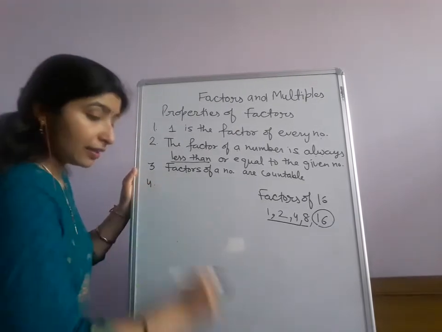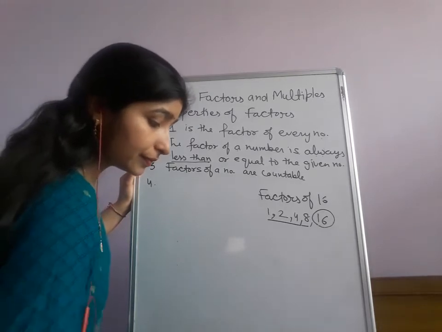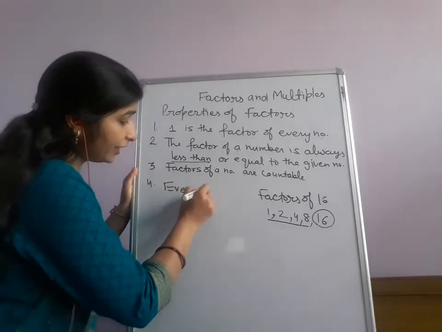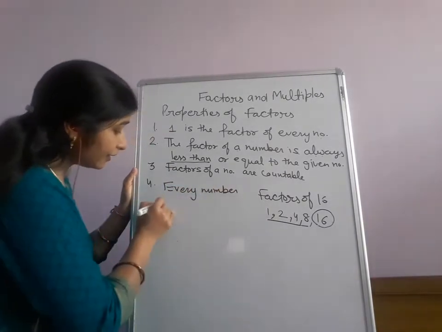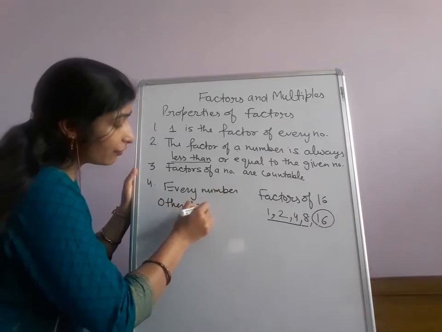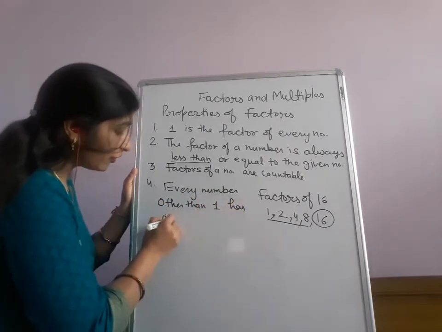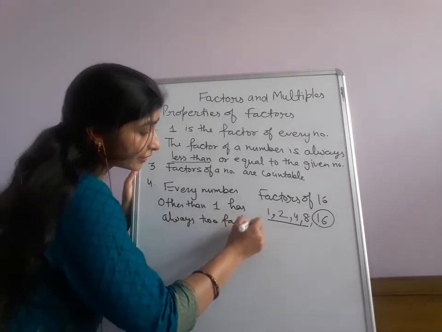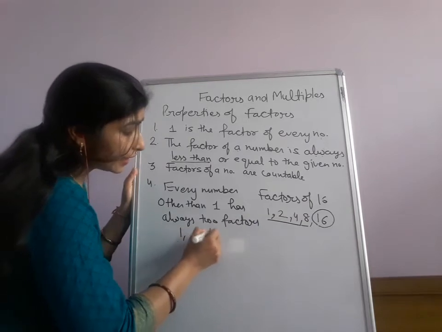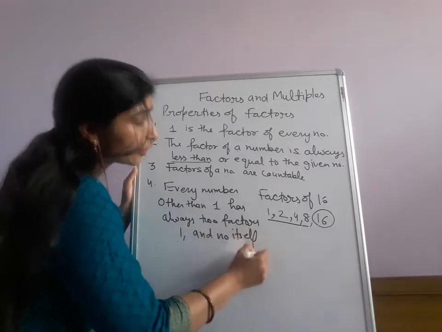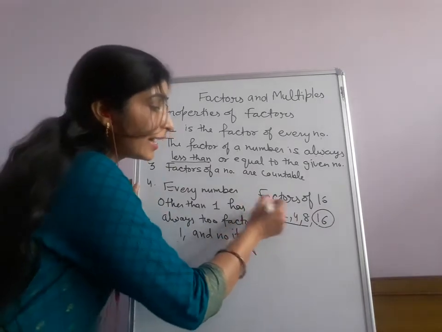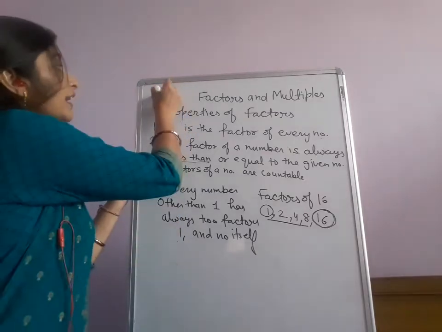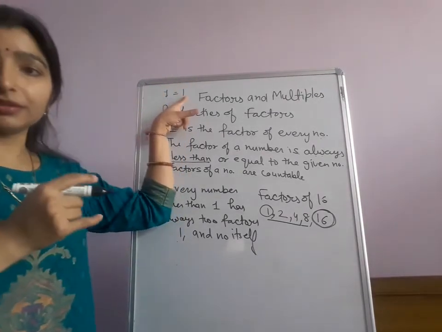Fourth is every number other than 1 has always two factors: 1 and the number itself. ये देखिए कोई भी नंबर होगा उसका 1 and the number itself is always the factor, only except 1, because 1 has only one factor.